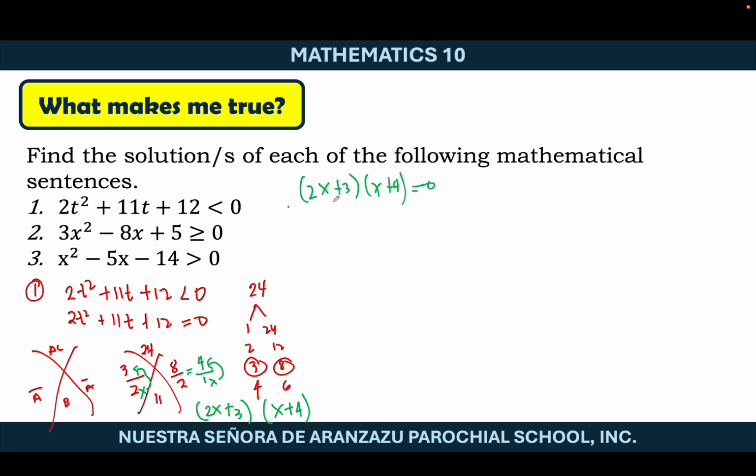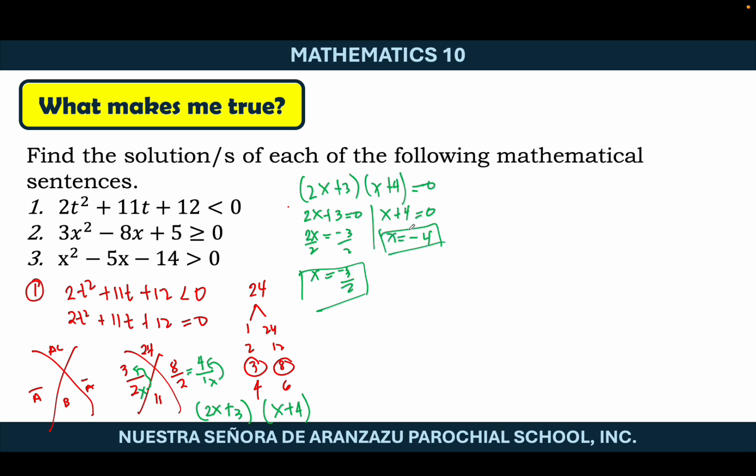Then, parehong to i-equate to 0. So, you have 2x plus 3 equals 0 and x plus 4 equals 0. So, to solve for x, that will give you 2x is equal to negative 3. Divide both sides by 2. Your x is negative 3 over 2. Yung isa naman, x is equal to negative 4.